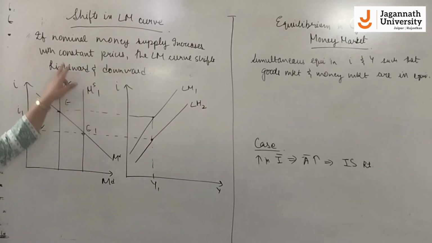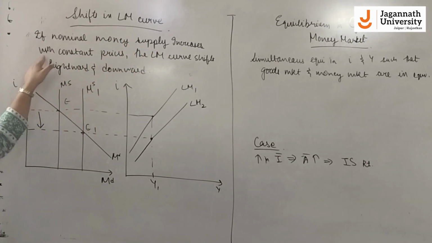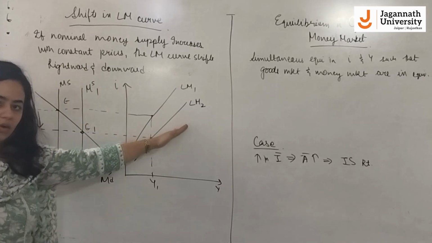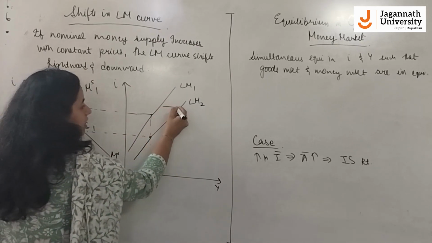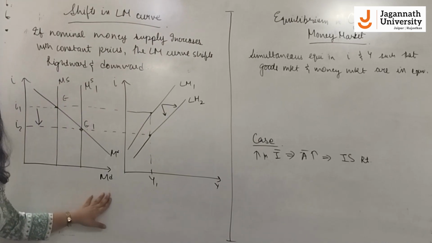Now let's read this together. If nominal money supply increases with constant prices, the LM curve shifts rightward and downward. Can you see it has moved rightward and downward? So this is the shift in the LM curve.